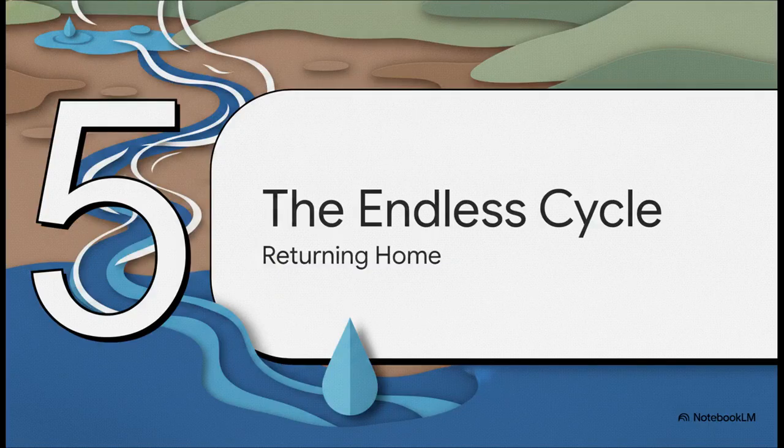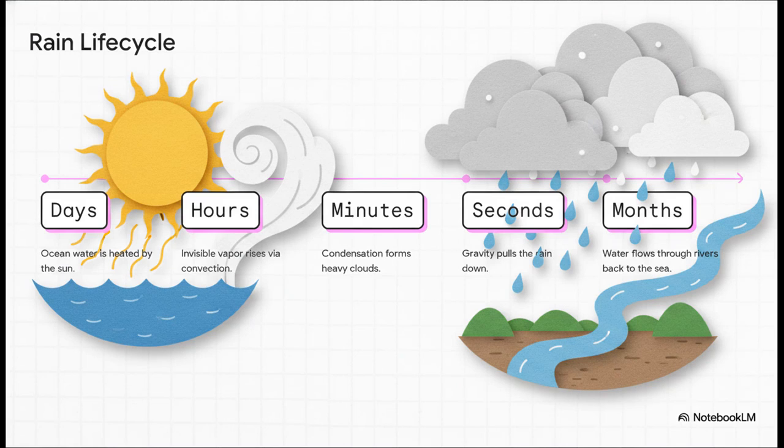Which brings us to Part 5, the endless cycle, returning home. You see, the story doesn't just end when the droplet hits the dirt. The water cycle is exactly that, a cycle. The fallen rainwater immediately starts moving. It seeps into the soil, it runs down the sides of mountains, it joins tiny streams that feed into massive rivers, and eventually it all flows right back into the lakes and oceans.